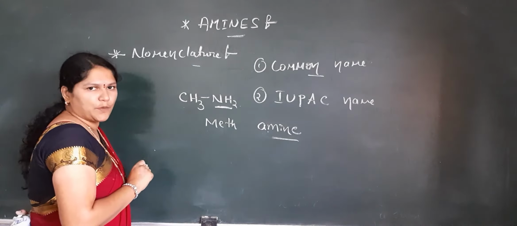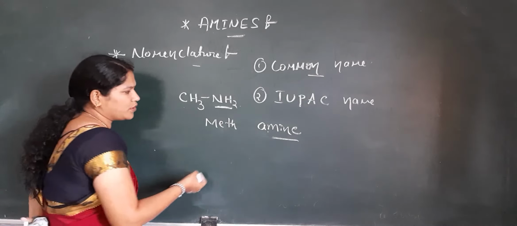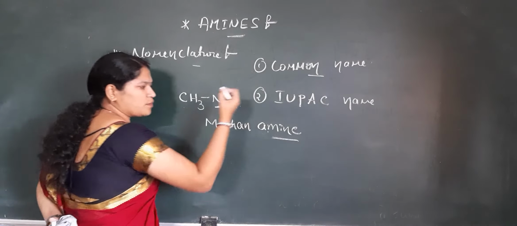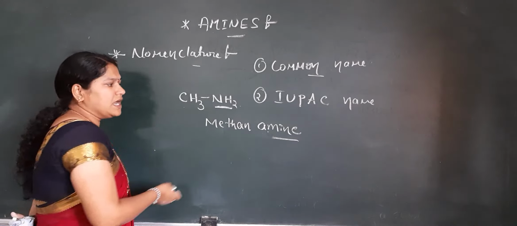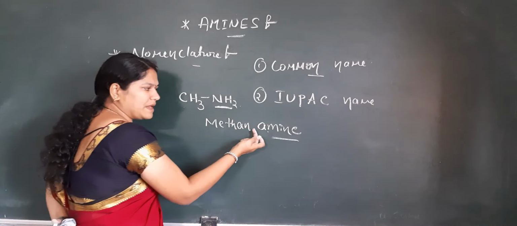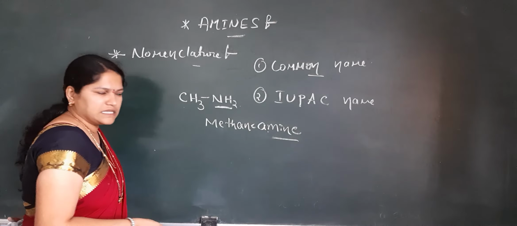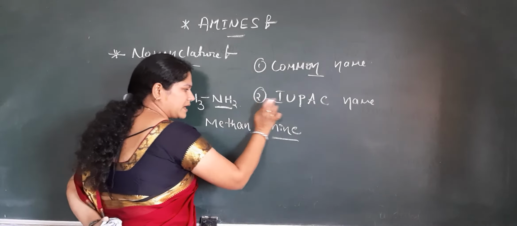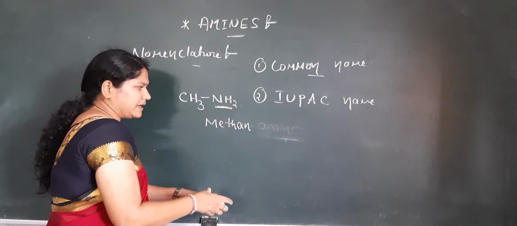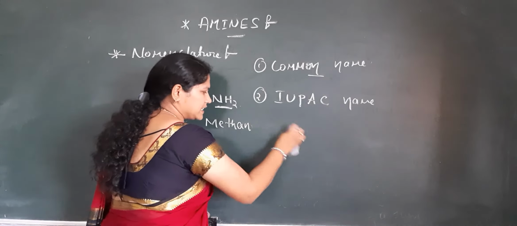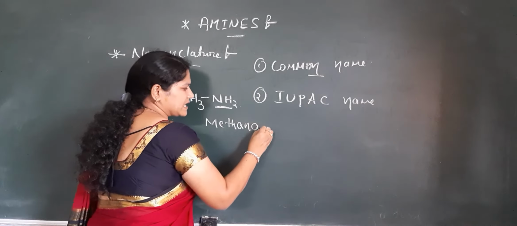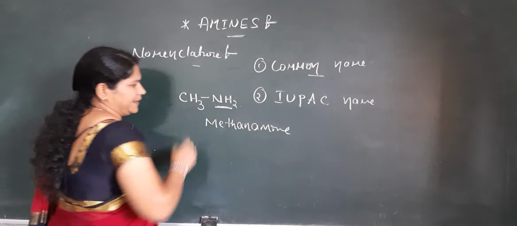and since there is a presence of single bond, it is a saturated compound, therefore ane should be added as a primary suffix. Instead of e, we have to replace that e. Instead of this e, we have to replace it with amine as a suffix. Therefore, the name of this compound becomes methane amine. According to IUPAC, the name is represented as methane amine.